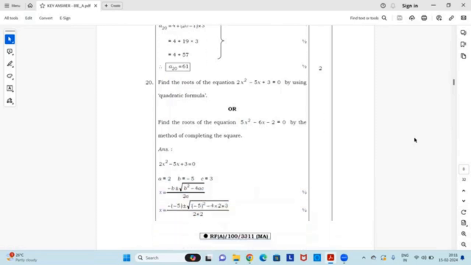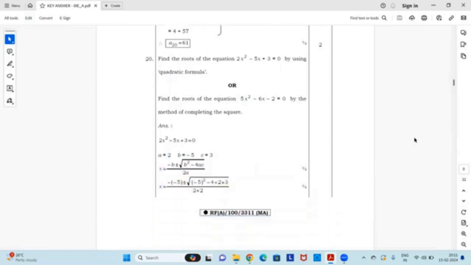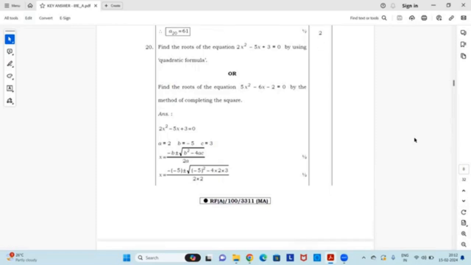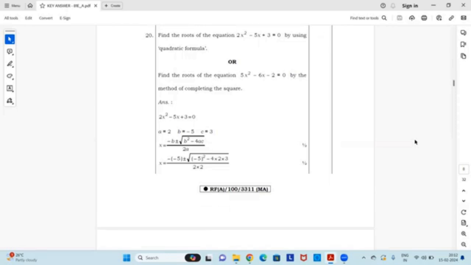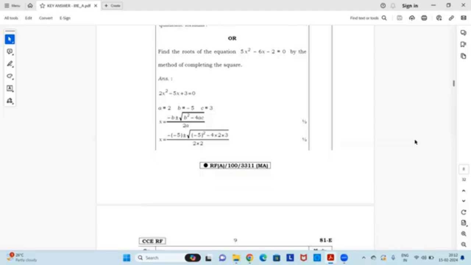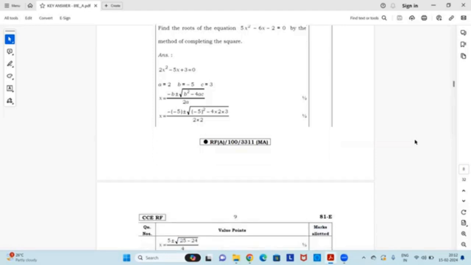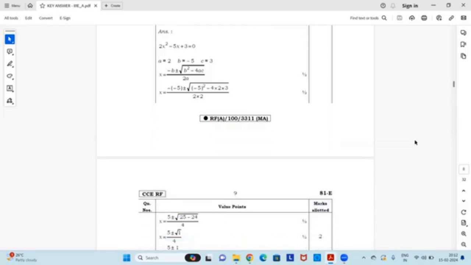Next, question 20. Find the roots of the equation by using the quadratic formula. The equation is given. Or you have one more option for this question: find the roots of the equation by the method of completing the square. So both are formula-based questions. Look at it. First we'll see the quadratic formula and then the other one. So this is the answer for the quadratic formula.